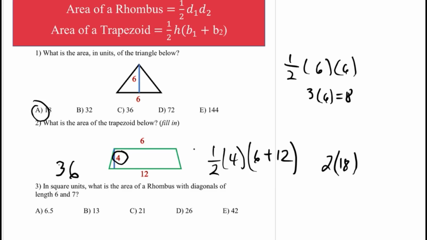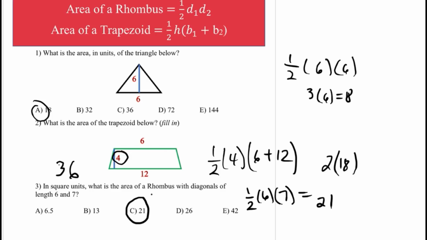There you go. In square units, what is the area of a rhombus with diagonals of length 6 and 7? Area of a rhombus is 1/2 times diagonal 1 times diagonal 2. 1/2 of 6 is 3, and 3 times 7 is 21. Answer choice C.